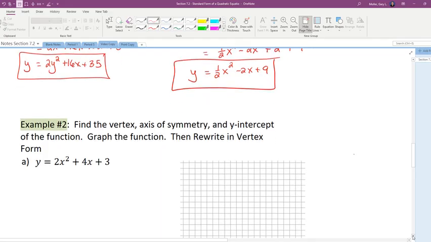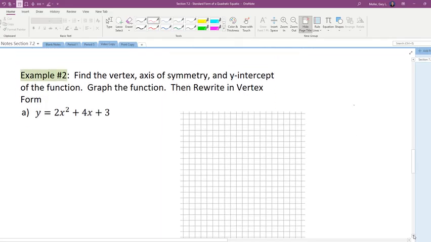All right. Finding the vertex, the axis of symmetry, and the y-intercept of the function. Graph the function. And then once you've graphed it, let's rewrite it in vertex form. So it sounds like a lot, but here's what we've got to do. We know that the x coordinate is going to equal negative b over 2a. So all I have to do is identify those values. So x equals negative b, so that's negative 4, over 2a, so 2 times, and my a value is 2. So x equals negative 4 over 4, x equals 1.